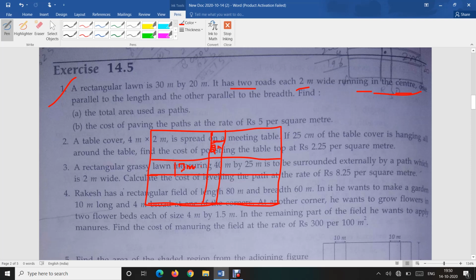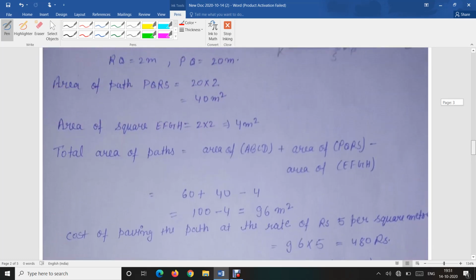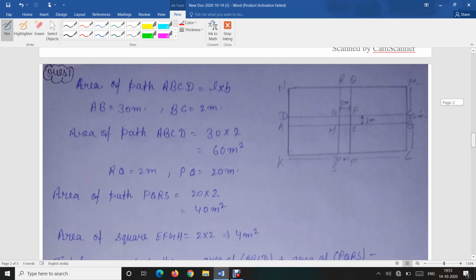Find the total area used as path. We have to find out the total area of the path, that means this portion and also this. The cost of paving the paths is at the rate of rupees 5 per square meter. So firstly we will find out the area of paths. Here is the solution of this question.